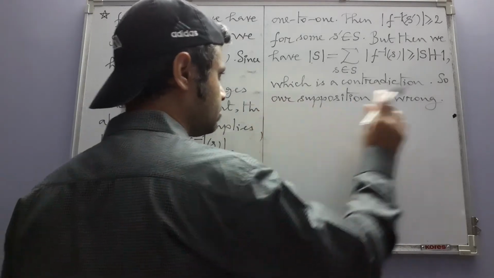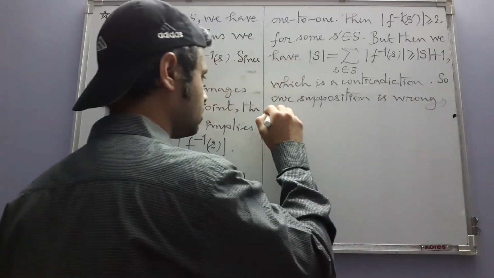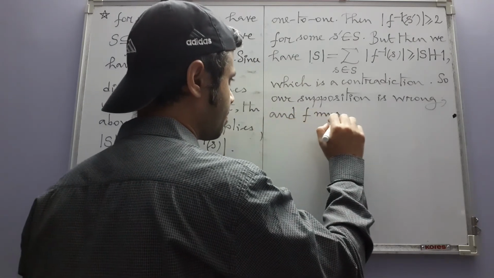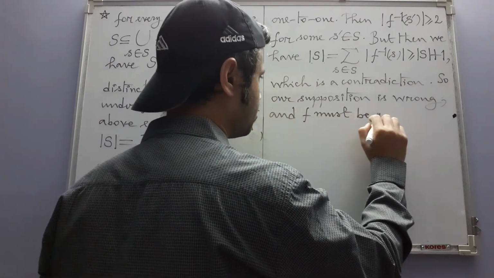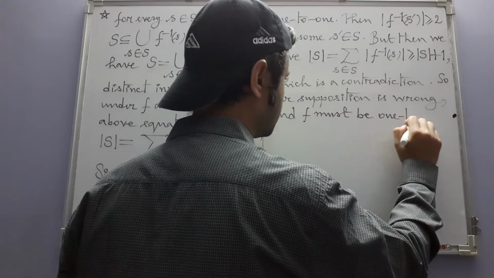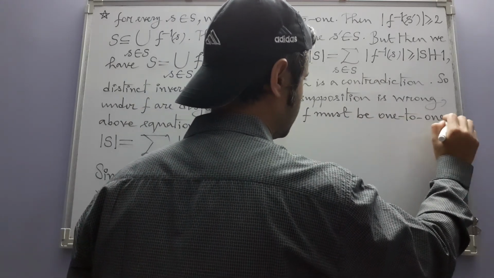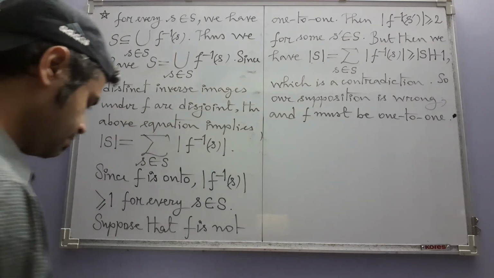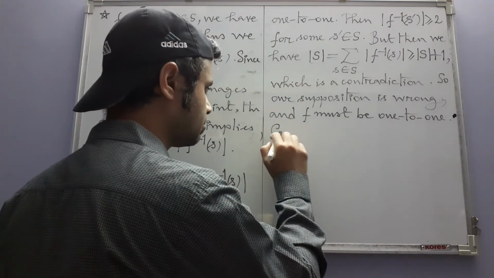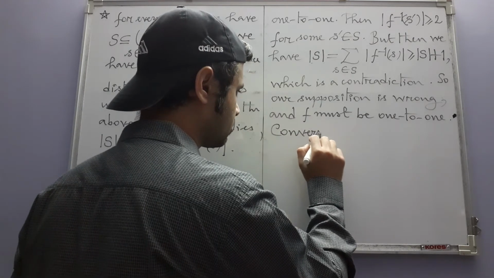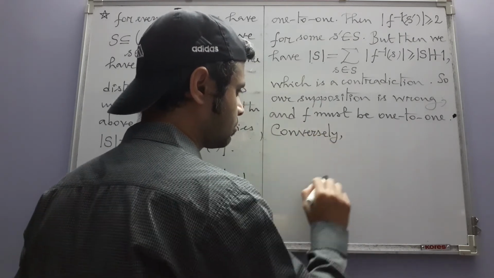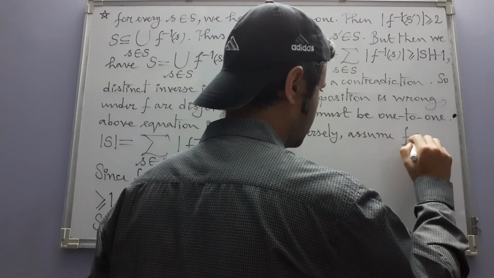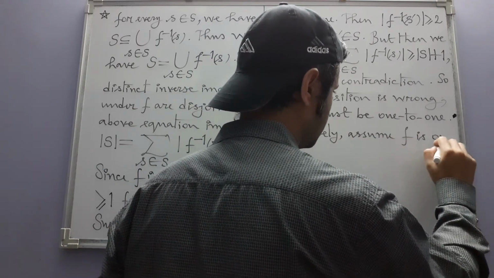Hence F must be 1 to 1. Ontoness forces F to be 1 to 1. Conversely, assume F is 1 to 1.